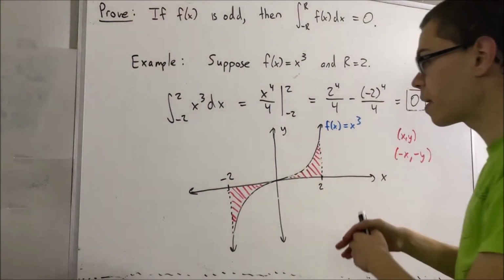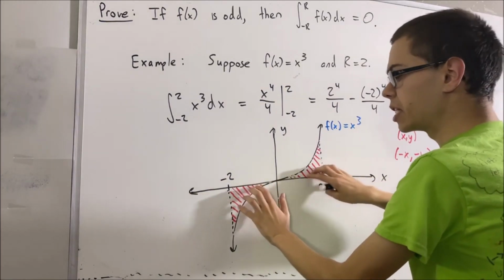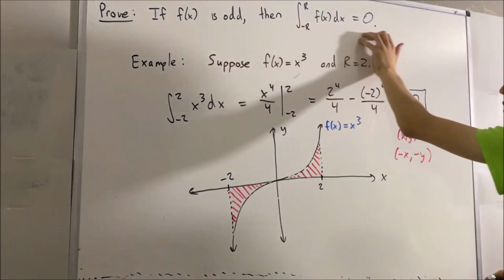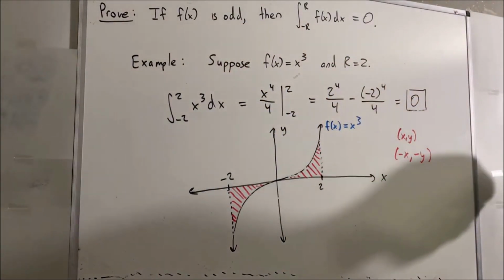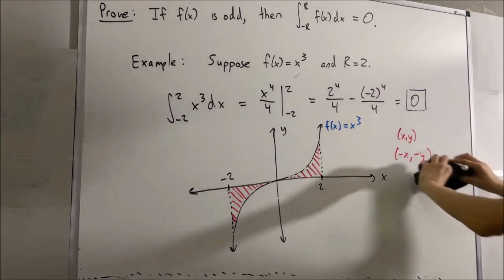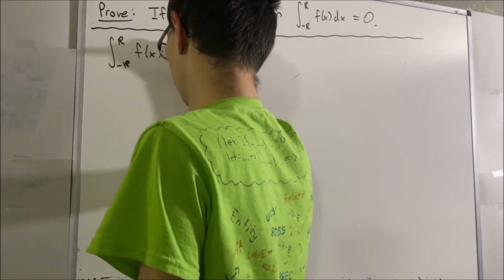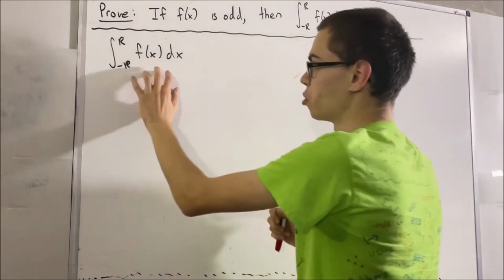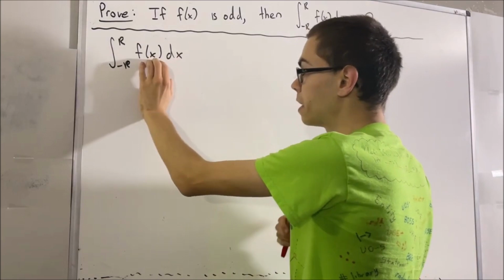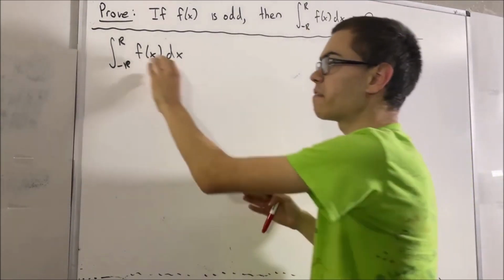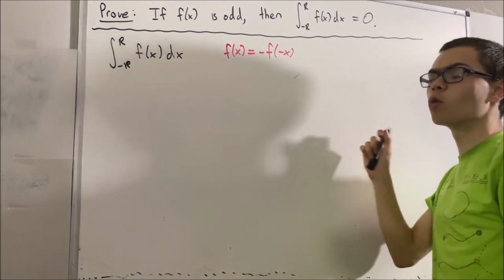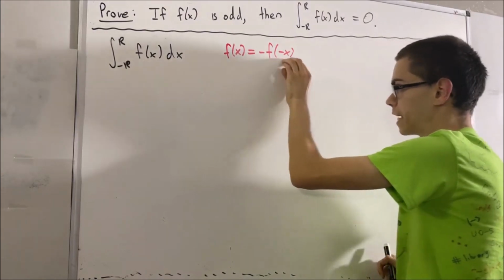And so we should expect the same sort of area cancellation to happen for any odd function, right? The integral should result in 0. So how do we show that this integral is equal to 0 for any odd function? That's our next goal. So how do we actually show that this integral is equal to 0? Well, because f of x is an odd function, by definition, that means that f of x is equal to the negative of f of negative x. And as a result, we can replace f of x with negative f of negative x.